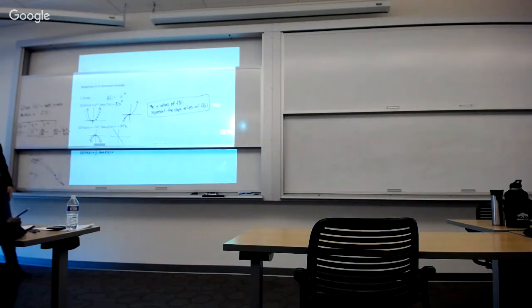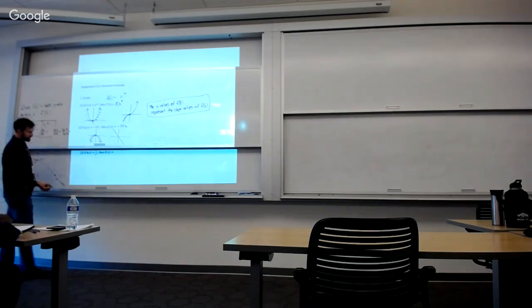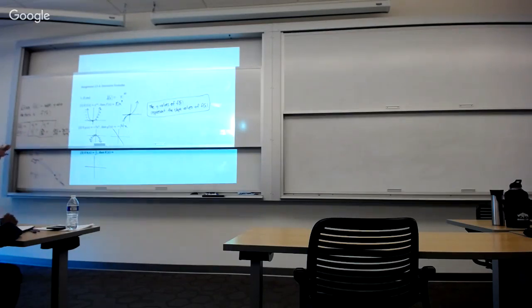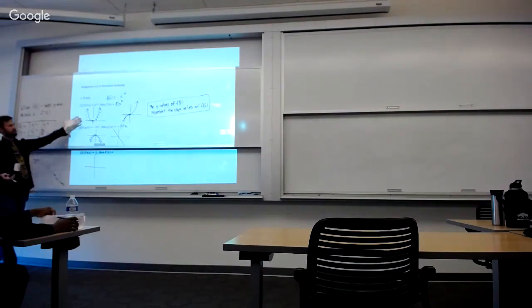How about this next one? H of x equals 1 over x cubed. Well, 1 over x cubed. Anybody know how to graph that one off the top of your head? Probably not. We don't have a lot of experience graphing reciprocal functions. You know, we know parabolas and we know cubics.